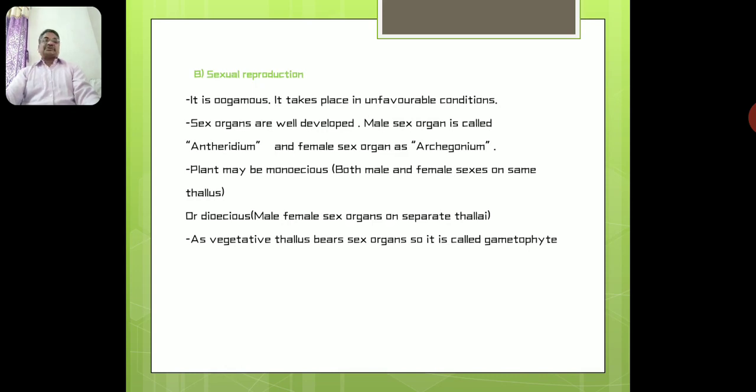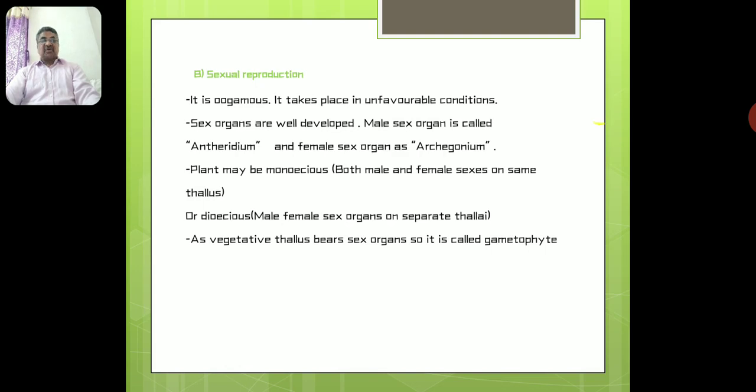The plant may be monoecious. Monoecious means that antheridia and archegonia are produced on the same thallus. In some other species, the male antheridia are produced on a separate thallus and the archegonia on another separate thallus, so they are called dioecious species. As the vegetative thallus bears the sex organs and all the physiological processes go on in the thallus, this phase we call the gametophytic phase or gametophyte.